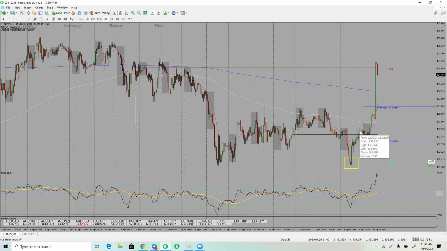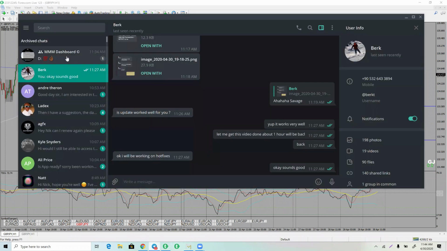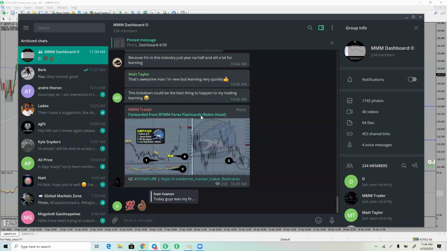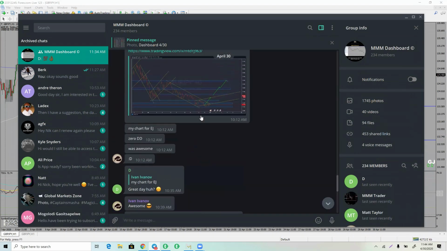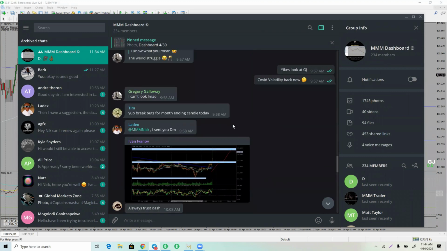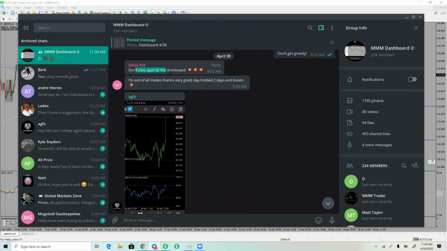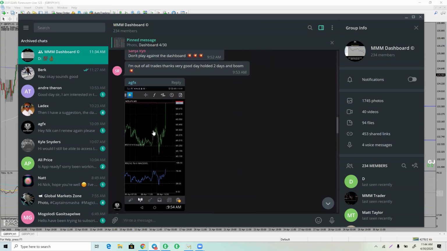So as you can see, the accuracy of the dashboard is really mind-boggling. From my experience, I'll show you the Telegram group here, and as you can see, coming through here, we have all of the trades. Don't play against the dashboard.